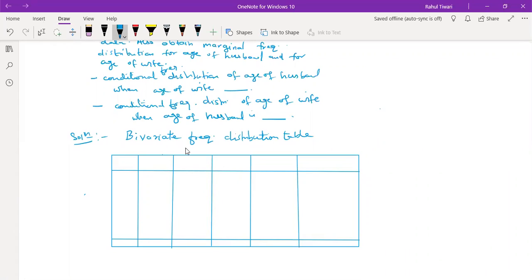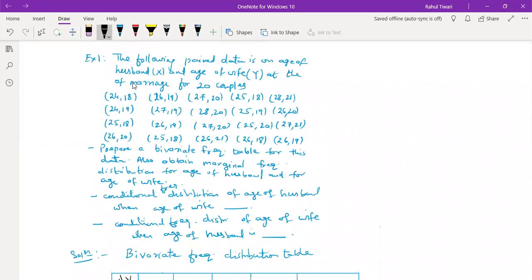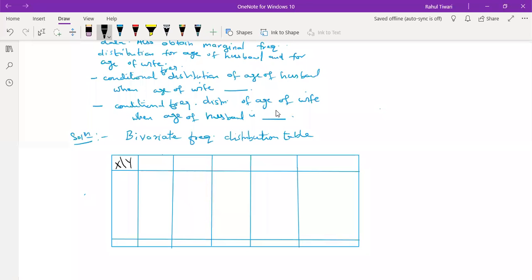Here we have x data, and here we have y. This x represents the age of husband, so this is my x data. The first number is always representing x data. Now one can write x on this side also. So this x is like this, and this y is like this.